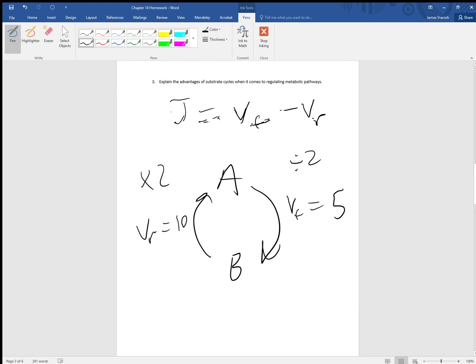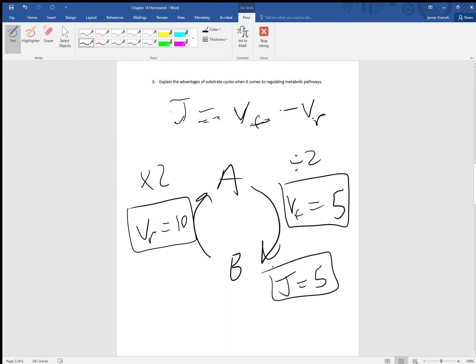Well, before, my J was 5. In this case, I've only changed these rates by twofold. So the forward velocity just went down by a factor of 2, and the reverse one went up by a factor of 2. Well, what has happened to my flux now? My old flux was 5. My new flux is actually negative 5. So by exerting just tiny little controls here, I've completely flipped the direction of this reaction.